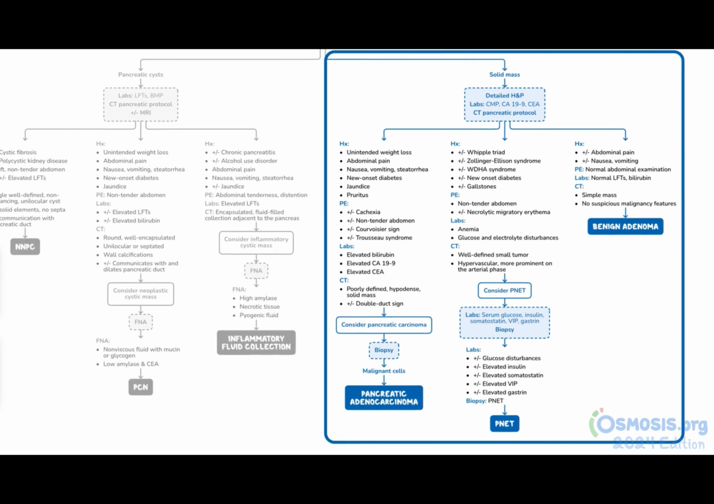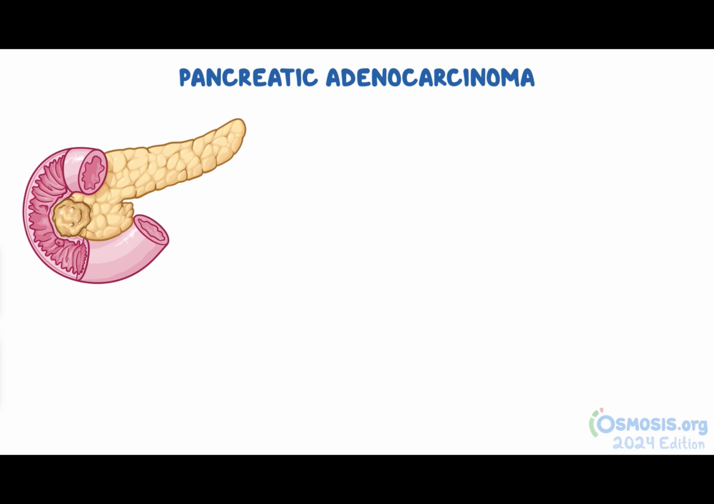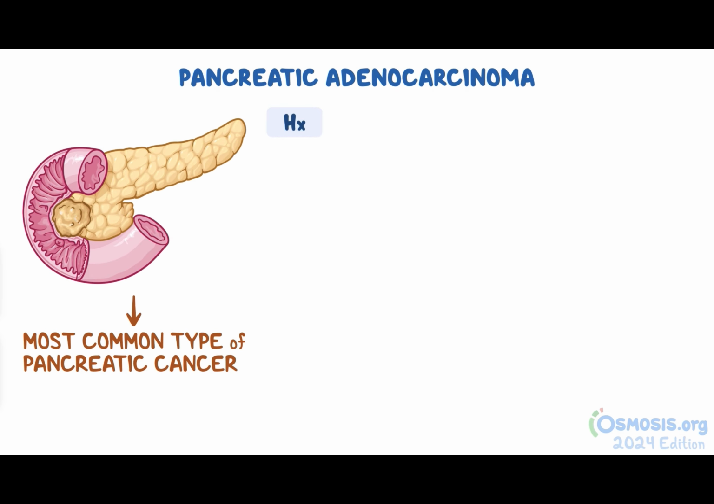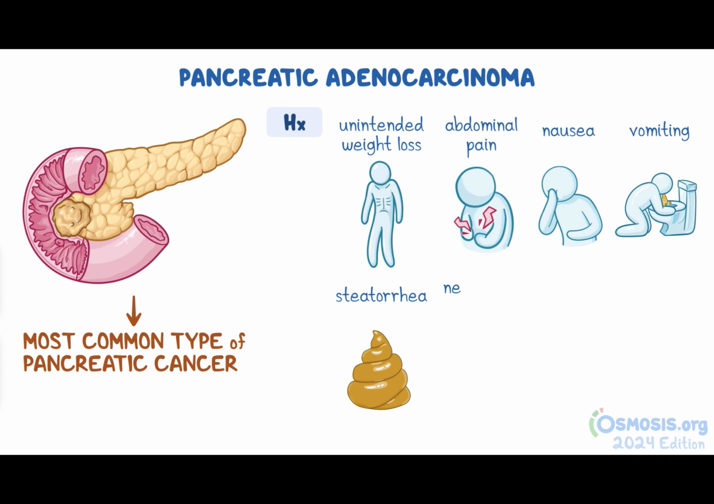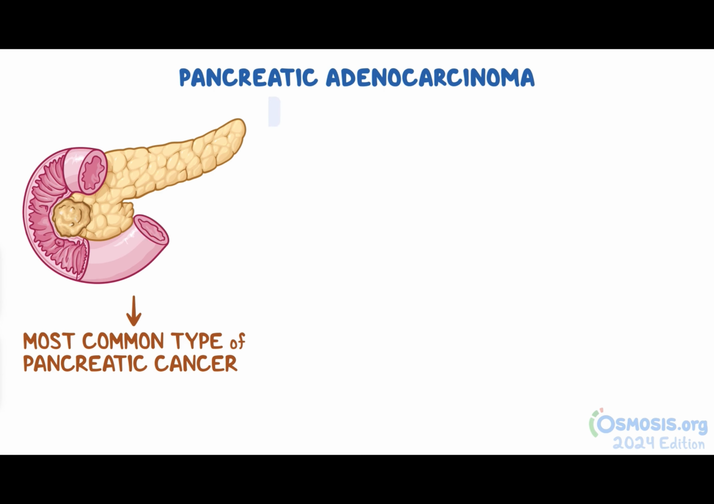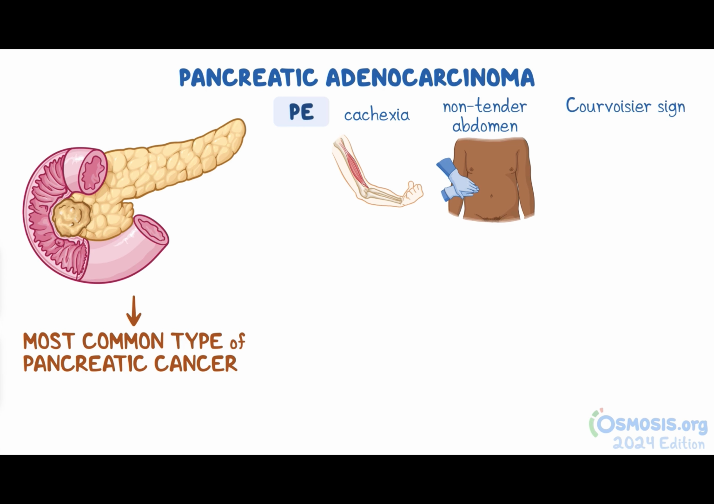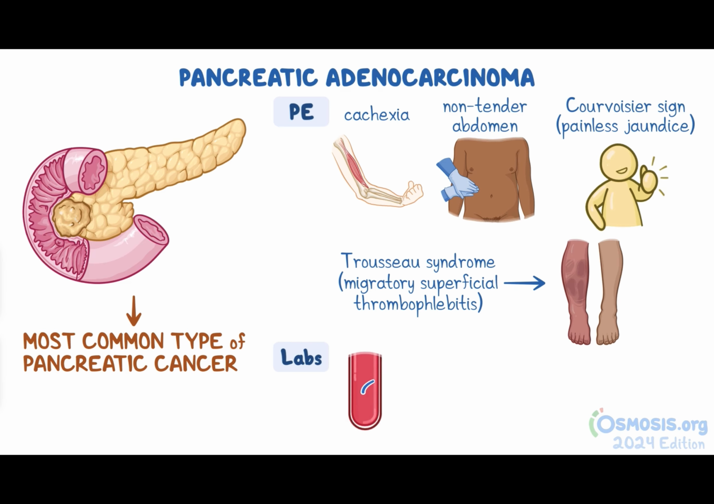Alright, let's talk about the exocrine tumor of the pancreas first. The most serious type is pancreatic adenocarcinoma, which is the most common type of pancreatic cancer. History often includes unintended weight loss, abdominal pain, nausea, vomiting, steatorrhea, new-onset diabetes, jaundice, and pruritus. Physical exam might reveal cachexia, a non-tender abdomen, Courvoisier sign, also known as painless jaundice, and Trousseau syndrome, also known as migratory superficial thrombophlebitis. Labs often show elevated bilirubin, CA19-9, and CEA.